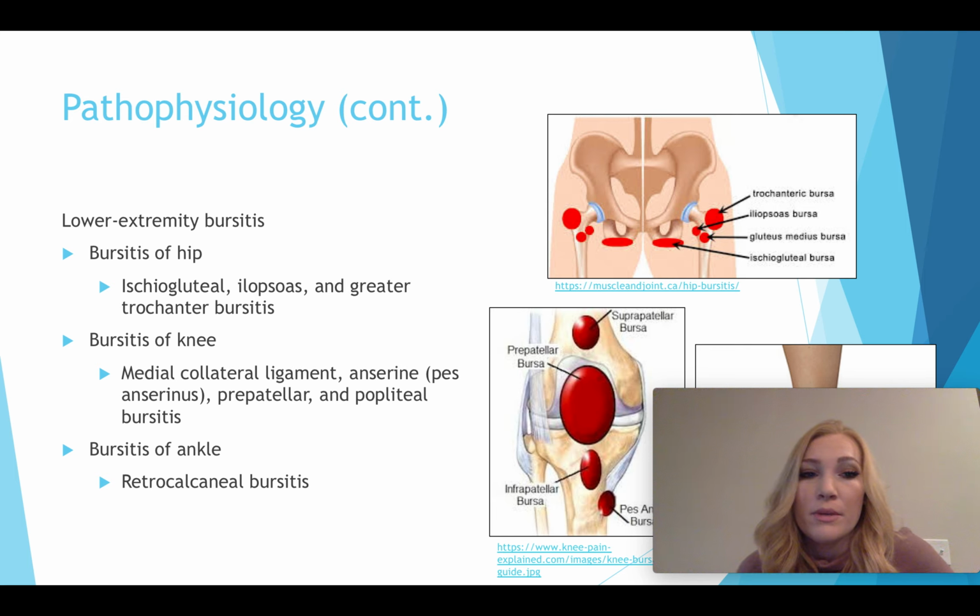Lower extremity bursitis, we have bursitis of the knee and bursitis of the ankle. The common types of bursitis in the hip are associated with sedentary occupations. They're caused by direct stress on the bursa. The first one often has a nickname of the Weaver's bottom.